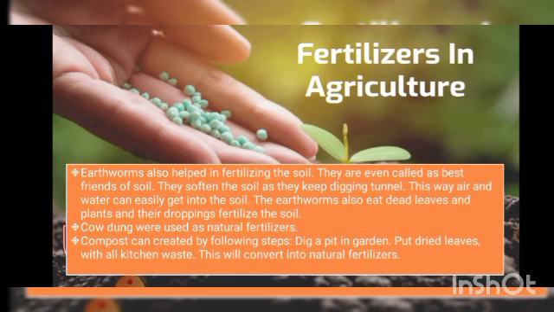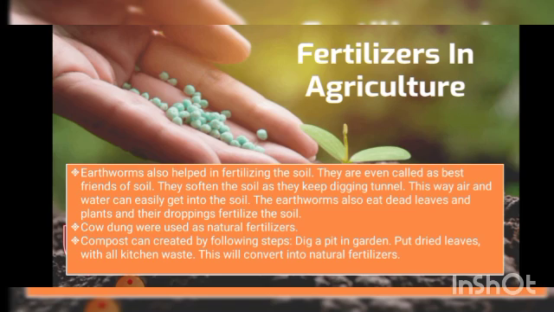The second thing that increases the fertility of soil is cow dung. Cow dung was used as a natural fertilizer. Even farmers used to create compost. Can you tell me how we can create compost? Let us see the following steps.